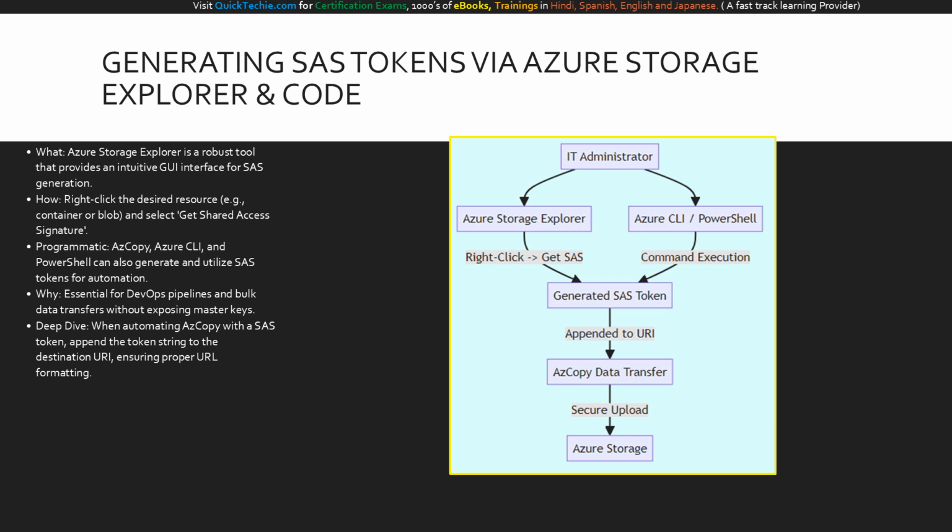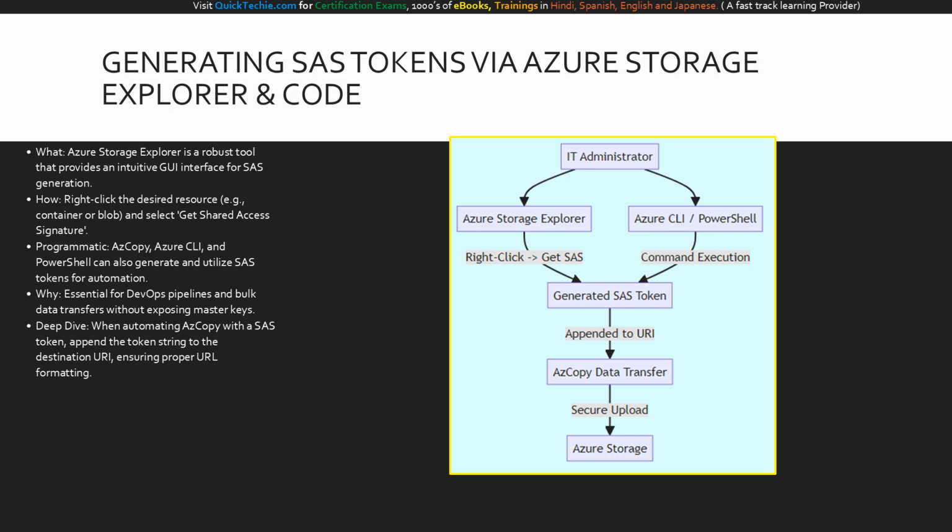Because in enterprise DevOps pipelines, you need to automate bulk data transfers securely without hard-coding master keys. For our deep dive, if you are scripting a data migration using AzCopy, you literally append your generated SAS token directly to the destination URI string inside your command line execution to authorize the transfer.